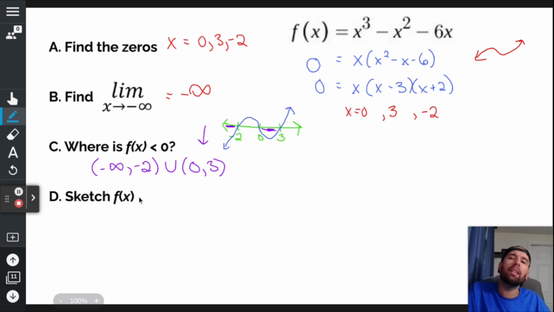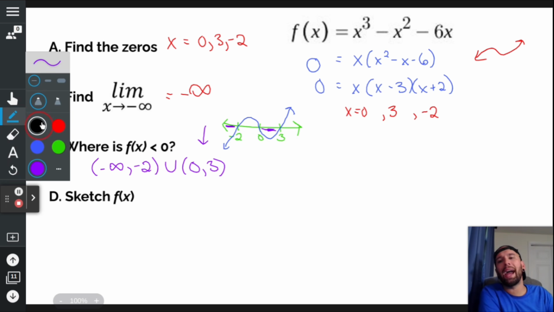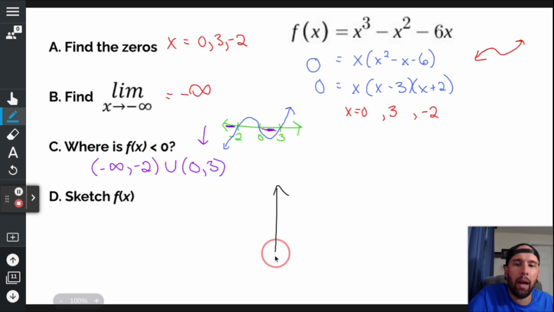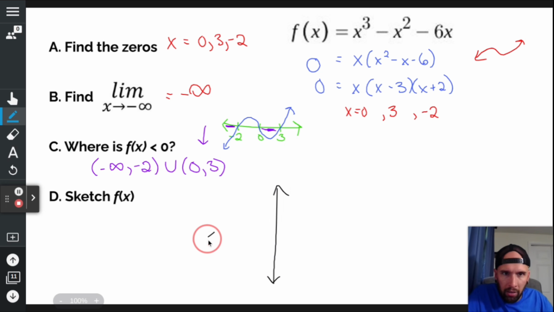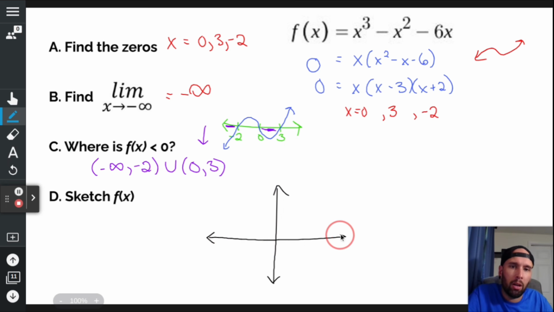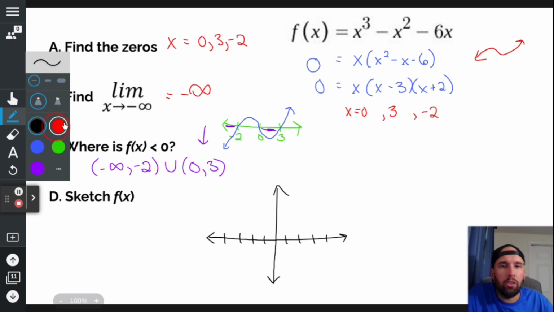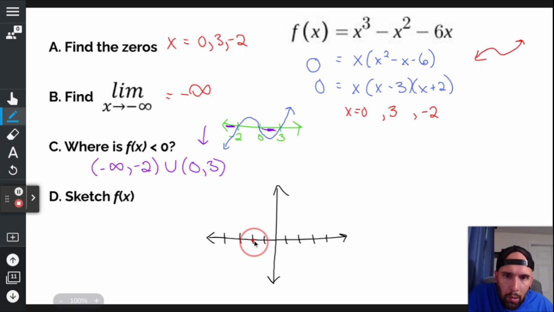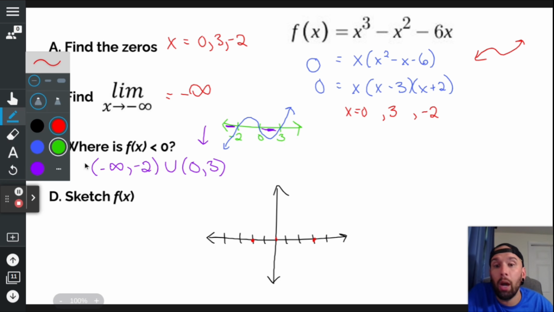Now I need to sketch f of x. A sketch is an accurate picture. It's not exact by any means, but I'm going to try to be as exact as I can, knowing that I have decent numbers to deal with. I'm going out to 4. My zeros are at -2, 0, and +3. I am purposely not labeling my y-axis because I'm not going to worry right now about how high it goes up and how low it bottoms out. That's something that calculus will help me out with.